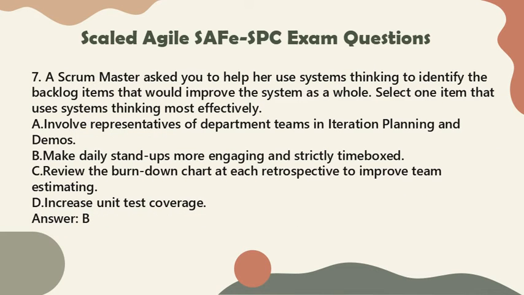7. A Scrum Master asked you to help her use systems thinking to identify the backlog items that would improve the system as a whole. Select one item that uses systems thinking most effectively. A. Involve representatives of department teams in iteration planning and demos.